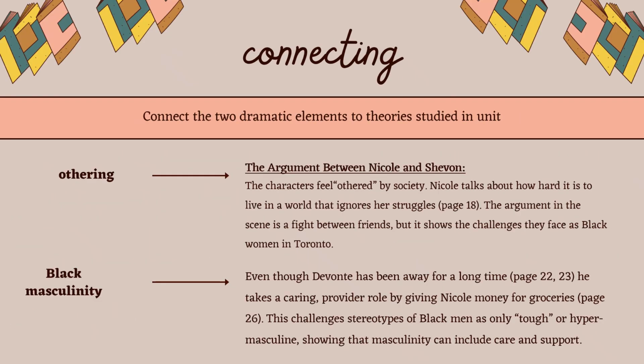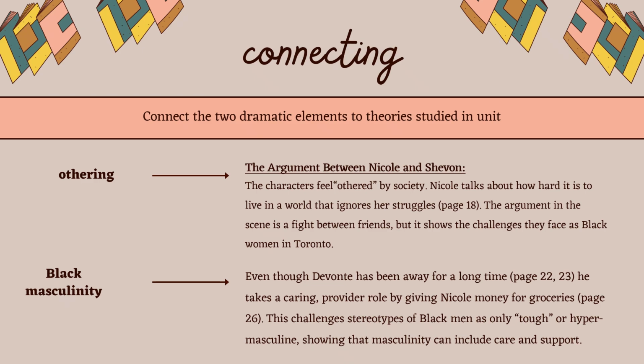Connecting these two dramatic elements to theories studied in the unit. So othering is the first one. Othering is when a character feels othered by society. Nicole talks about how hard it is to live in a world that ignores her struggles when she argues with Siobhan about not having enough money, and also about Zakaya's missing appointment. It shows a fight between friends, but also shows the challenges she has to face as a Black woman in Toronto.